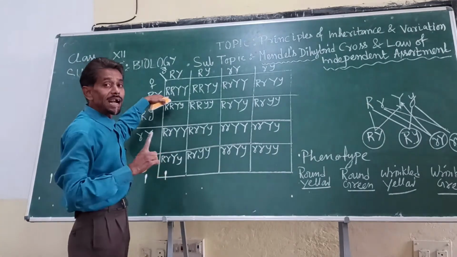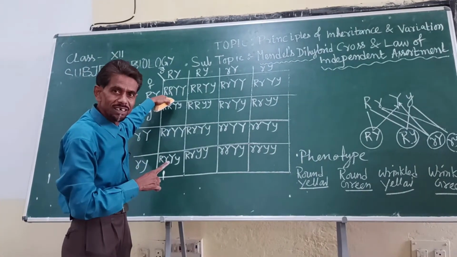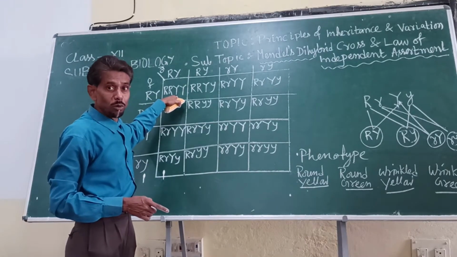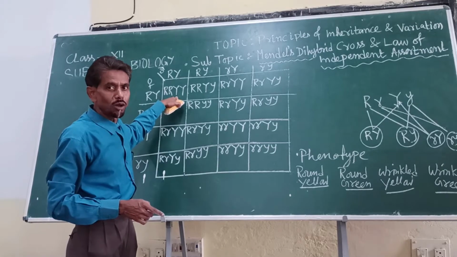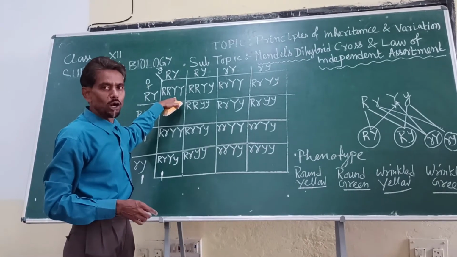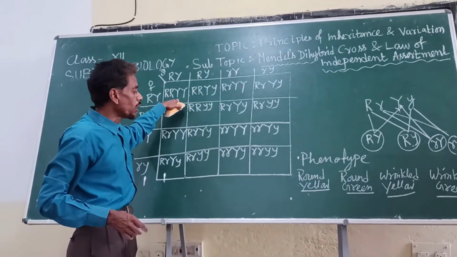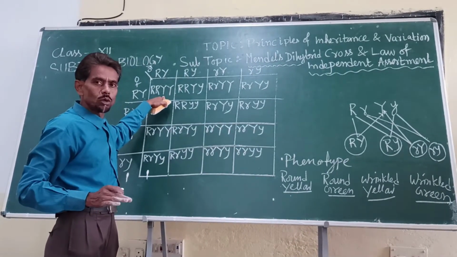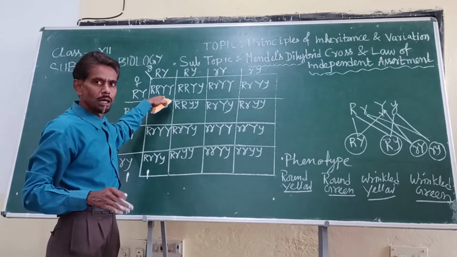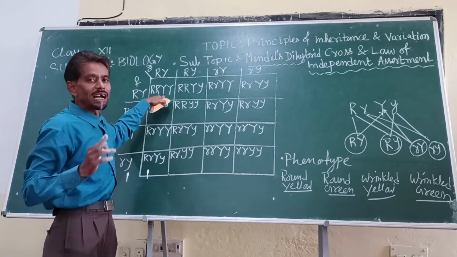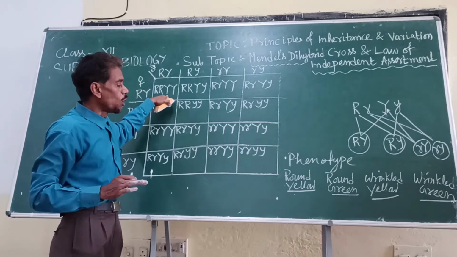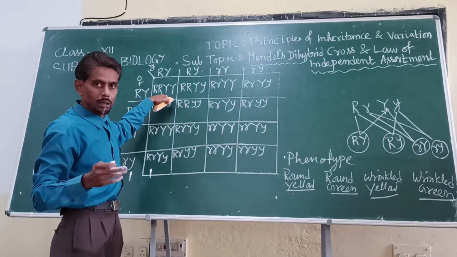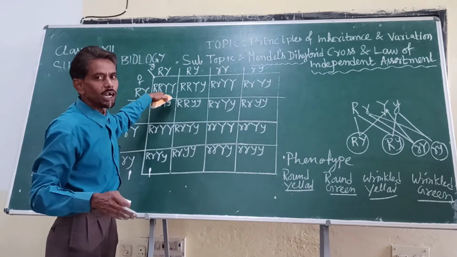Round yellow means at least one capital R will be there and at least one capital Y will be there, because capital R is dominant over the small r and capital Y is dominant over the small y. So for becoming a phenotypic expression round and yellow, at least one capital R should be there. If both are there, well and good. At least one should be there. Or for yellow to express, at least one capital Y or both capital Y. So let us find out.